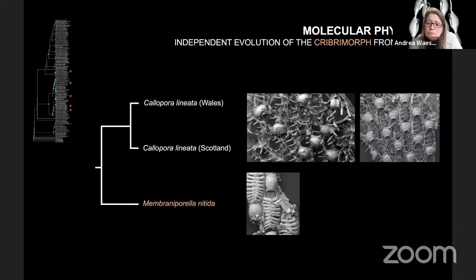So we can confirm what we already know from the fossil record about the evolution of this type of frontal wall. And what's quite interesting is that you can see here the red dots on the phylogeny. These are the places where the cribromorph frontal shield pops up. So it evolved more than once.